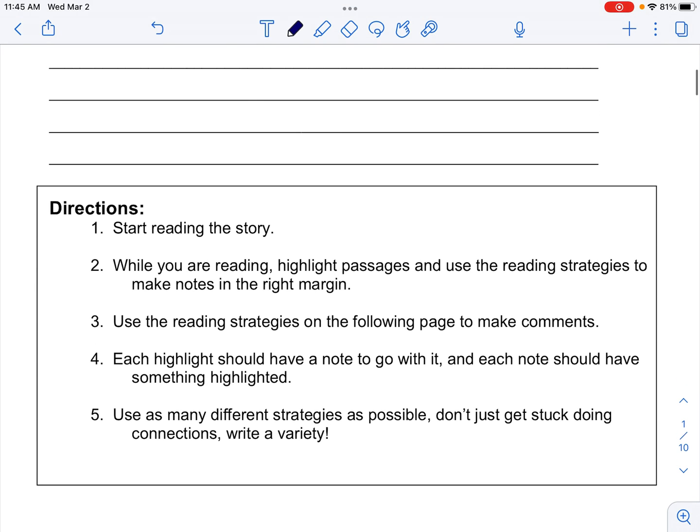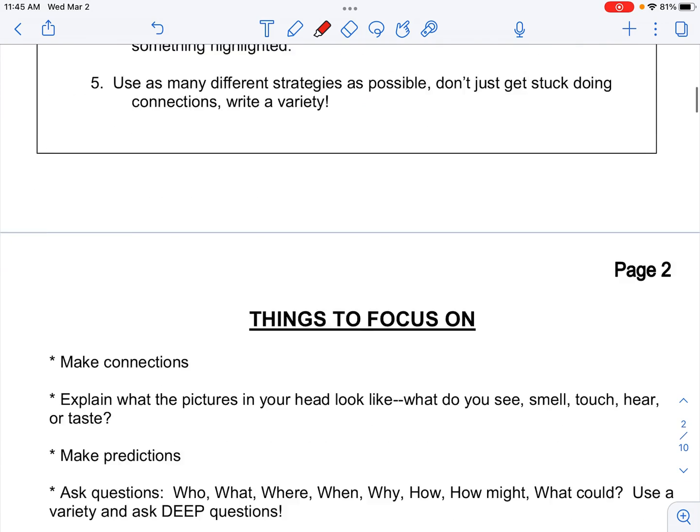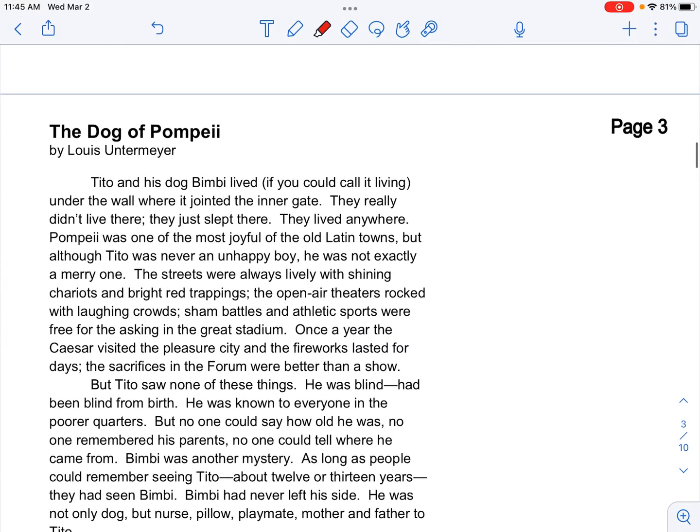Okay, now, directions. First thing you're going to do today is you're going to start reading the story. Some of you might not finish the story today, and that's okay. But while you're reading, I want you to highlight passages, okay? Highlight passages and use reading strategies that we've already talked about to make notes in the right margin. So I'm going to skip ahead here for a minute, and you will see, here it is, right?